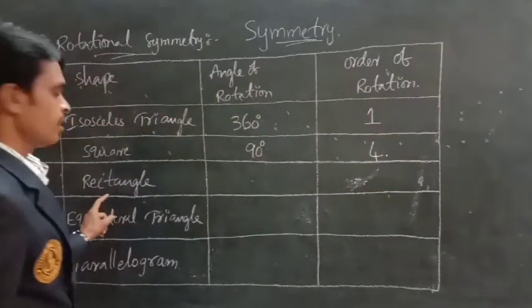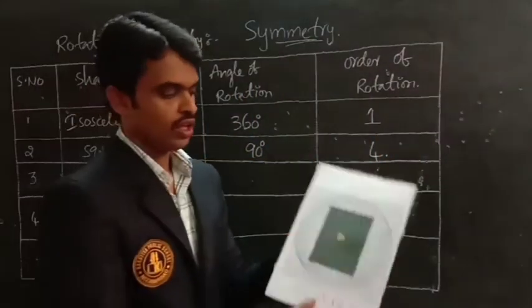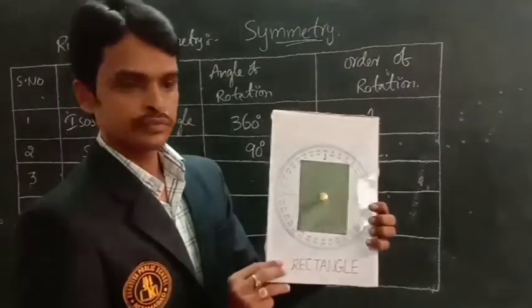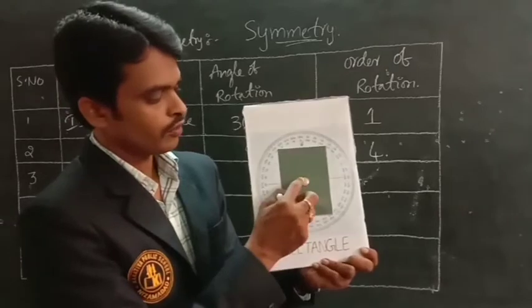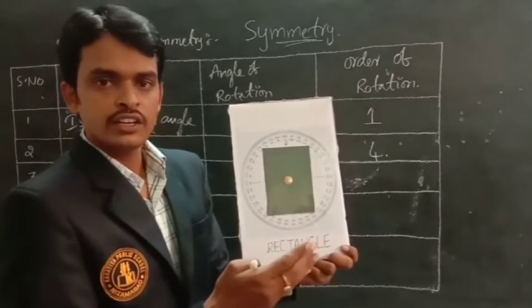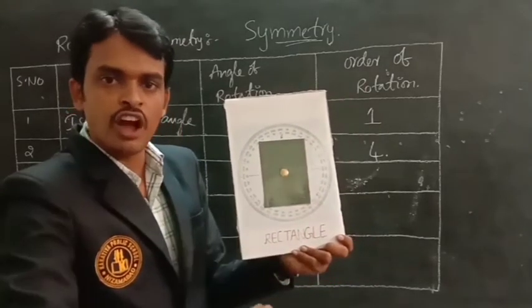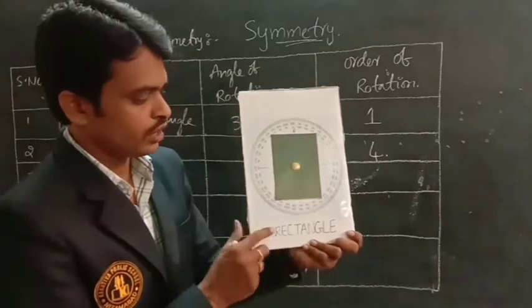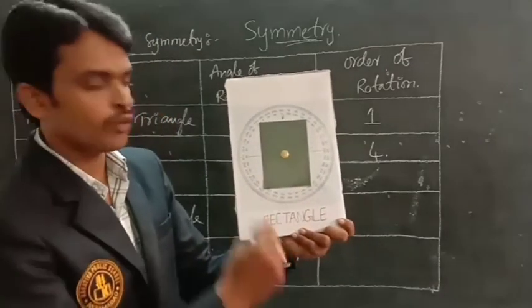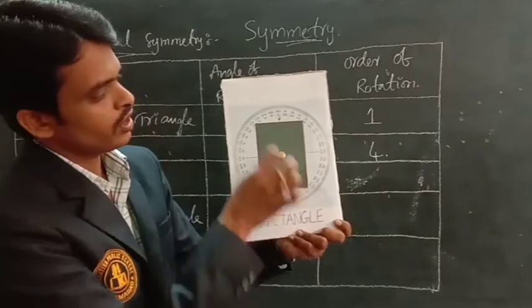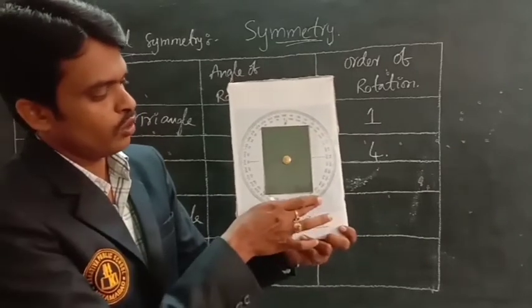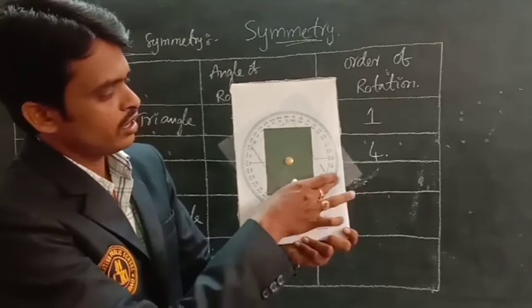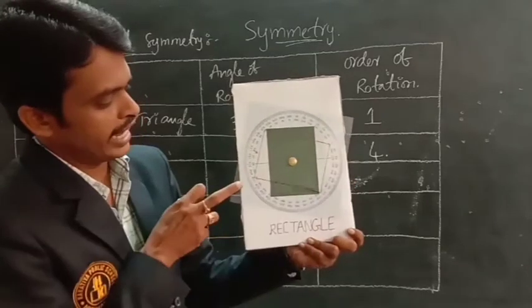Next, rectangle. Look at the rectangle. Yes, this rectangle also we have to rotate. We can rotate in clockwise direction or anti-clockwise direction. So here I am rotating this in anti-clockwise direction. Here the initial position is 0. Now rotate this rectangle in anti-clockwise direction.